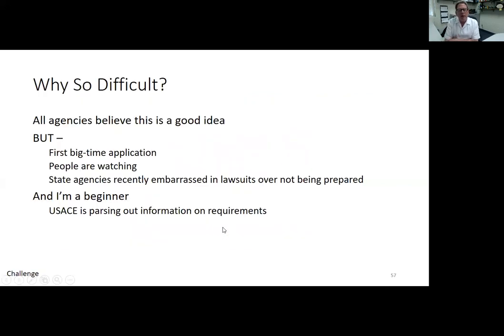So why was it so difficult to obtain this permit? Everybody agreed that this was a good idea to maintain storage capacity, to restore turbidity downstream. It was, though, the first time of an operation of this size, and lots of folks are watching. Also, it didn't help that I was a beginner at this and had to learn the process as I went along.